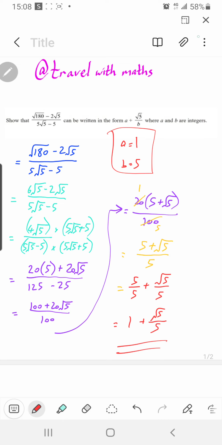So the A is 1 and the B is 5. All right.